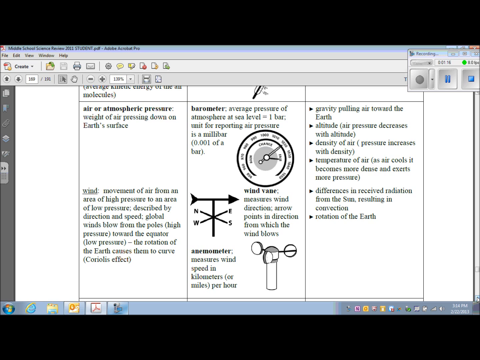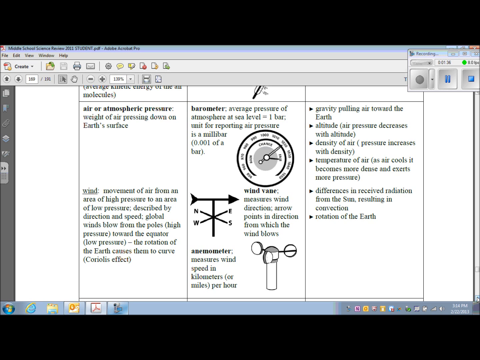Wind is the movement of air from an area of high pressure to an area of low pressure, described by direction and speed. Global winds blow from the poles, high pressure, toward the equator, low pressure. The rotation of the Earth causes them to curve, the Coriolis effect.